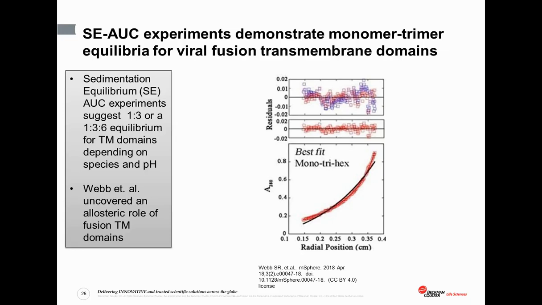So the importance of this is significant. What this study tells you is that the transmembrane domain of the viral fusion protein is actually involved in an allosteric action in and of itself. And it is perhaps the trimerization of these transmembrane domains which should be targeted by a therapeutic intervention.